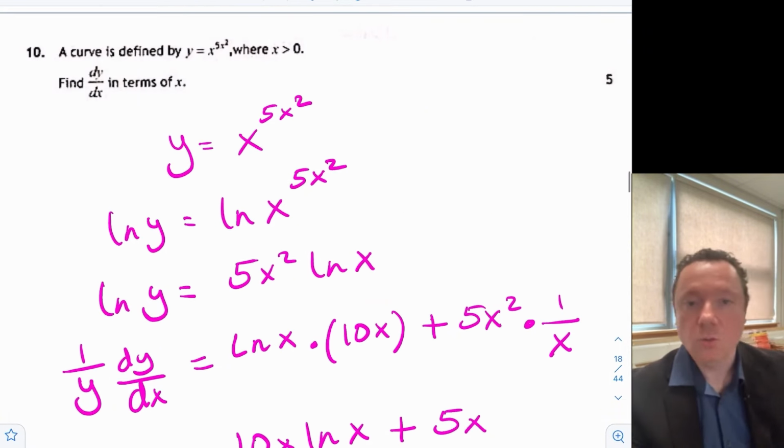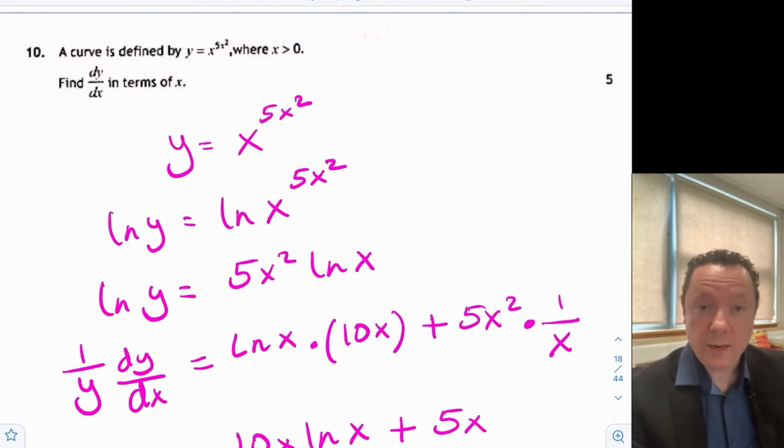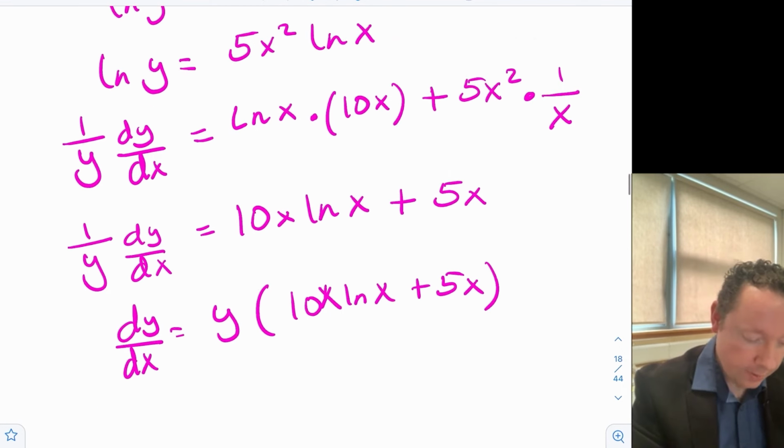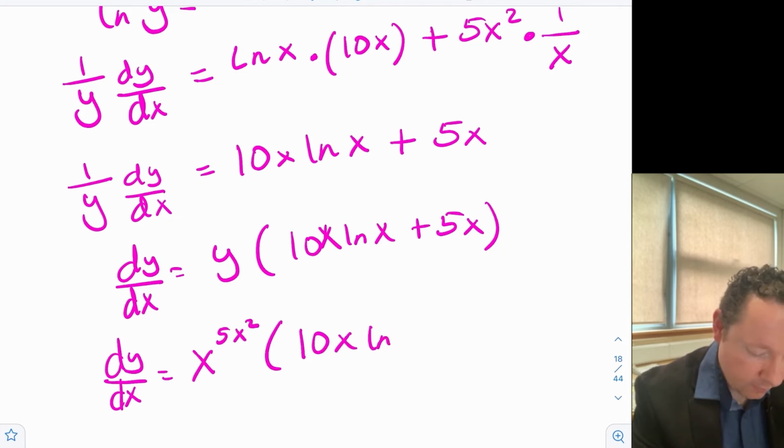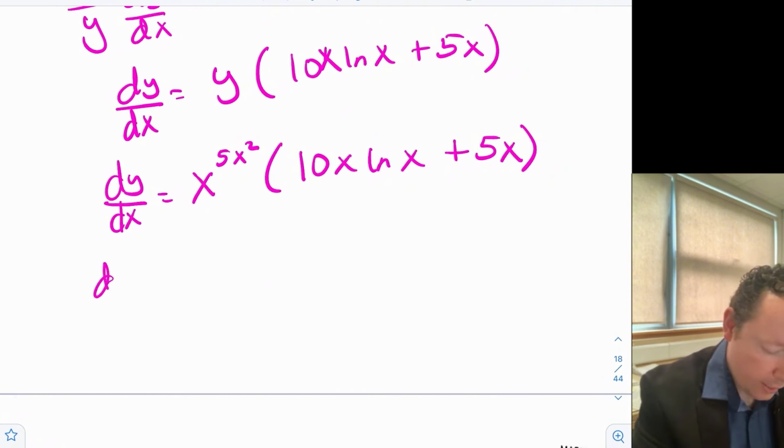But we know what y is. y is x to the 5x squared. So we're going to sub that back in for y. So dy by dx is x to the 5x squared times 10x log x plus 5x.